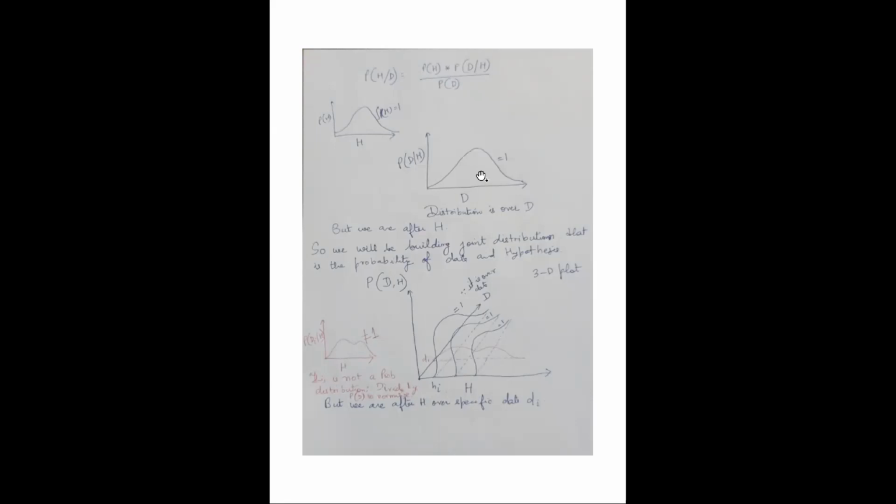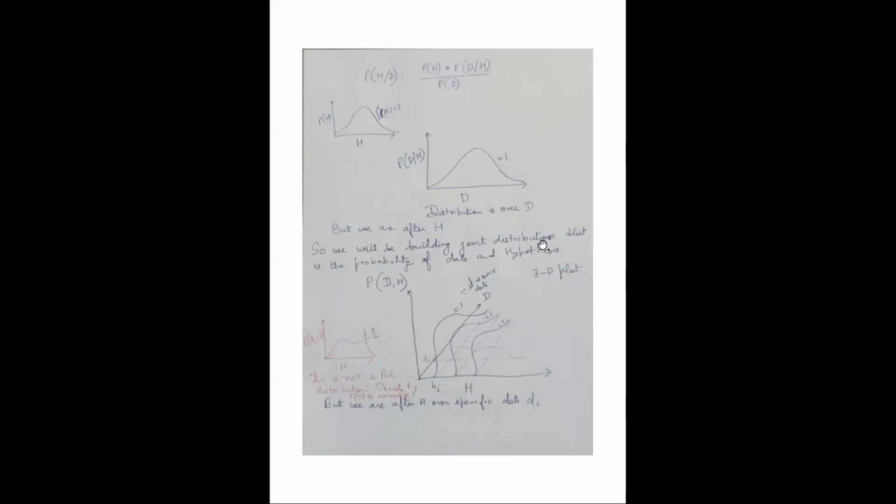So as you have more data, the probability of data given hypothesis will be a kind of distribution. The area under the curve for the a priori probability is also 1, and area under the curve for this P(D|H), but with respect to D, is also 1. So this is distribution over D. But actually, we are not interested in data. We are interested in the likelihood function, how it is varying with hypothesis. All right. So we will be building joint distribution, that is the probability of data and hypothesis. So let us look at this graph now.